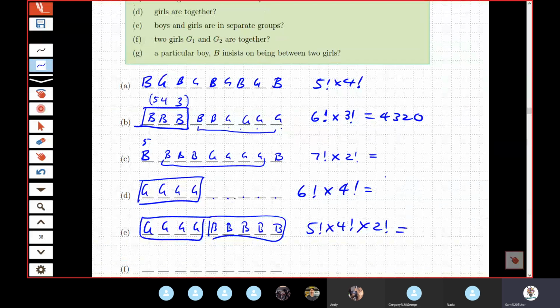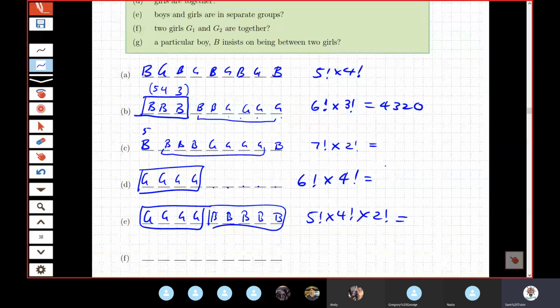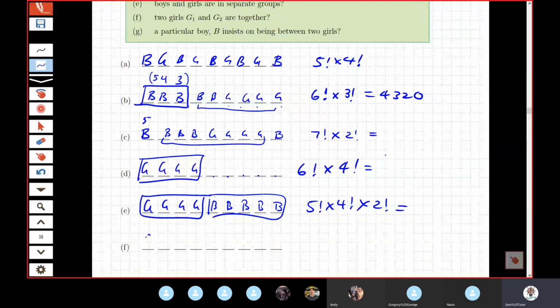Yes, Rosemary? Agree? F. Two girls, G1 and G2, are together. Well, these two girls are together. That just becomes 1, 2, 3, 4, 5, 6, 7, 8 times 2 factorial.